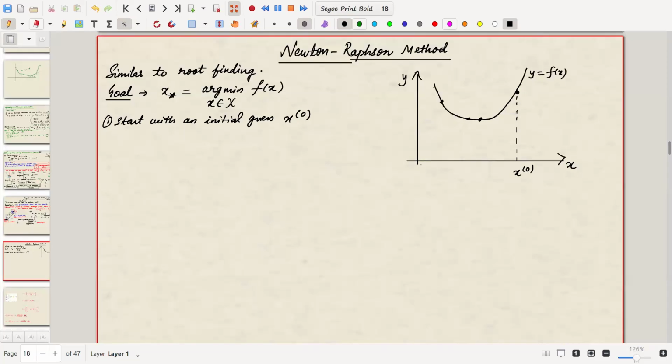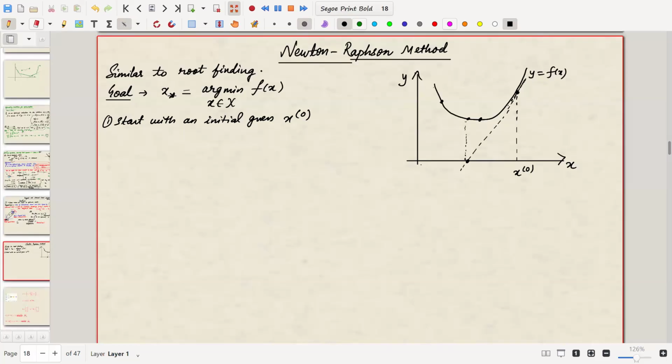Yes, exactly. Take the derivative at that point, like the tangent, and see where it intersects. It intersects here. That will be our new point. Then check the value of the function at that point. Is it the minimum? If not, carry out the iteration till the minimum is reached. That's the idea of the Newton-Raphson method.